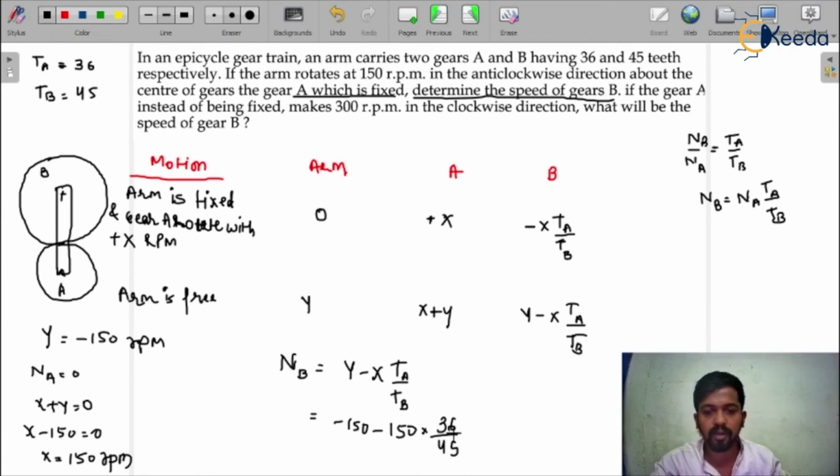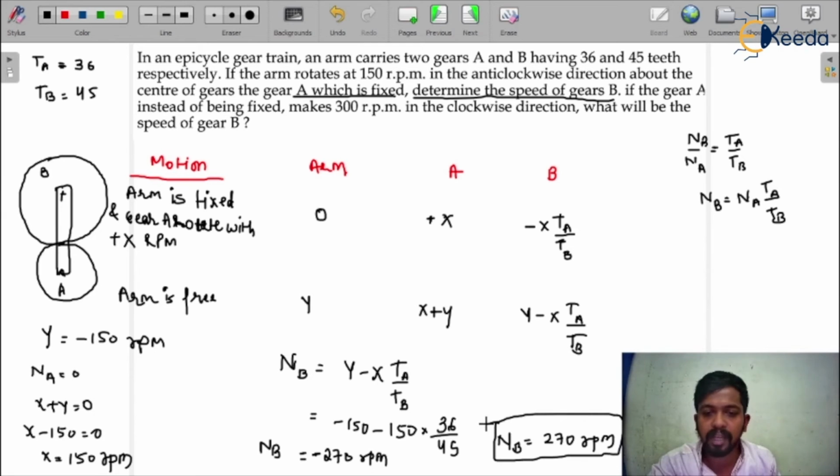So you can calculate: 36 multiplied by 150 upon 45, and that is 150, and you will get 270. You will get 270 rpm, but the sign is minus. The sign represents anti-clockwise direction, so I can write here Nb is equal to 270 rpm. This is the first part of the question we have solved.